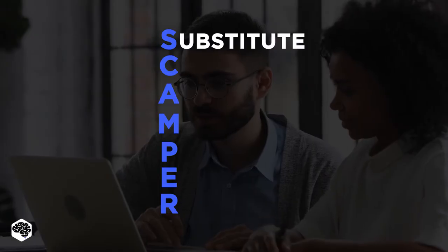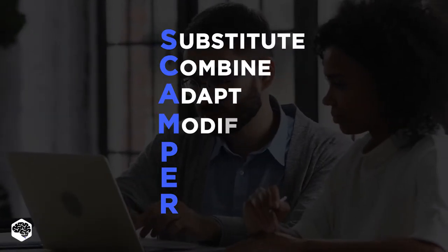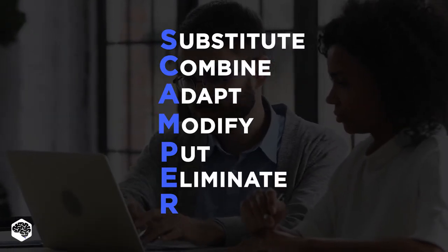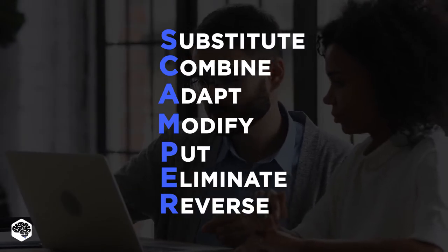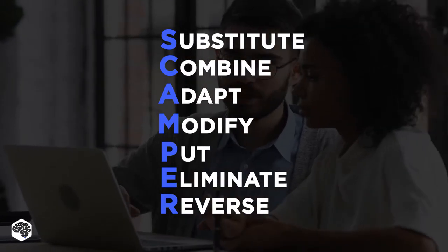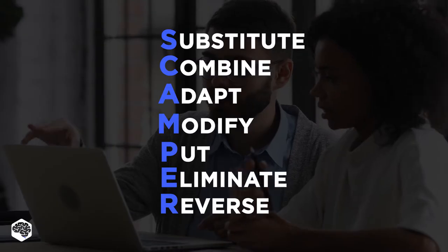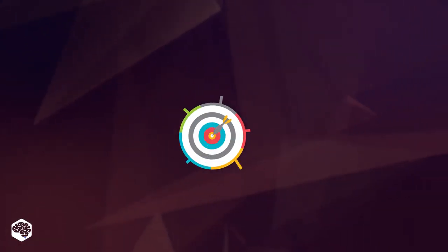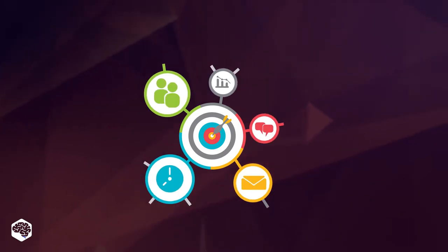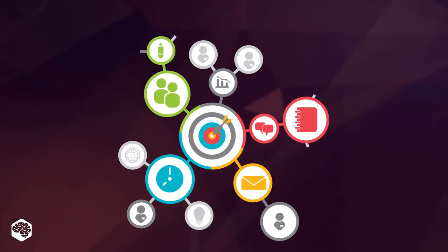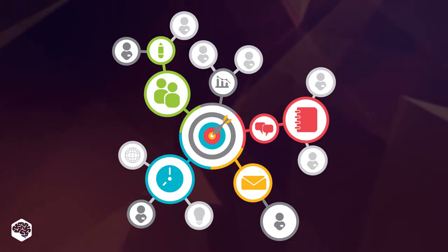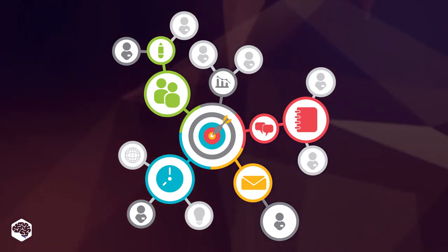The first option is SCAMPER. Substitute, combine, adapt, modify, put, eliminate, and reverse existing solutions. Basically, take whatever exists and build an even better product. The next method is mind mapping. Just write out concepts and ideas that you like and figure out ways to combine those on visual maps. As a matter of fact, it helps to find unexpected solutions.